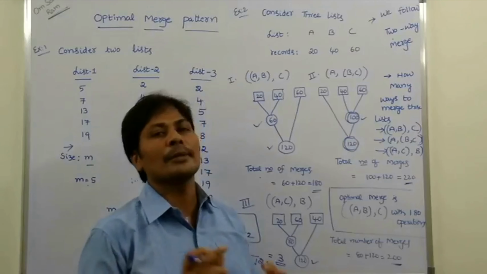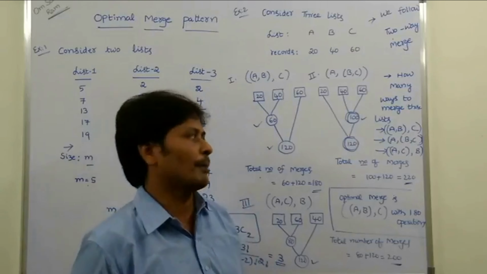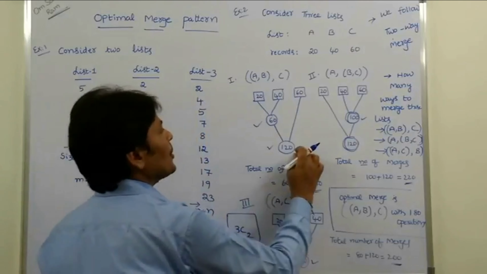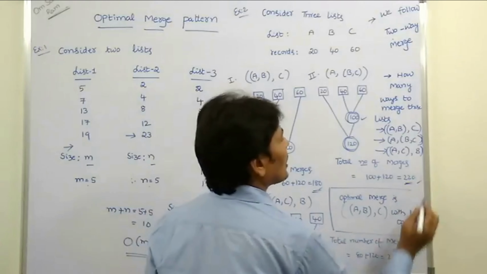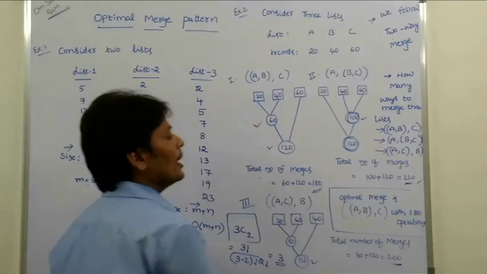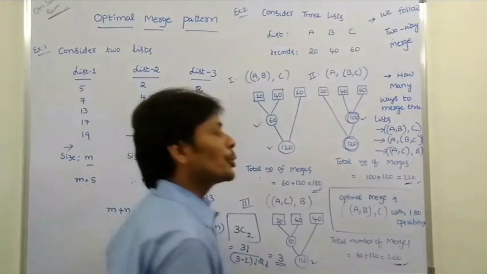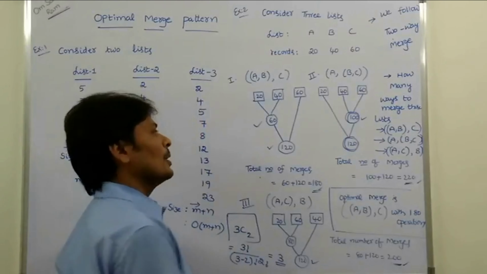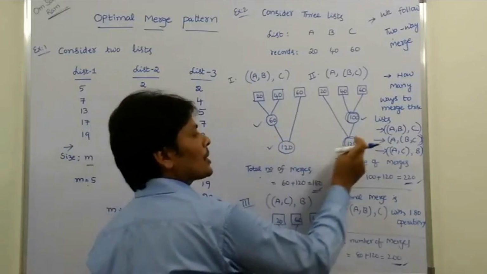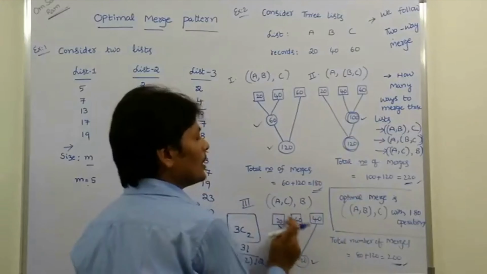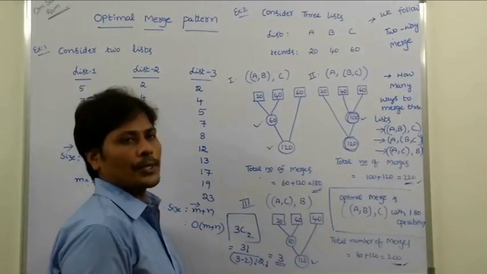So that feasible solution can be treated as the optimal solution. The first solution contains 180 merge operations. The second solution contains 220 operations. The third solution contains 200 operations. Among these three, this is the first feasible solution, this is the second feasible solution, and this is the third feasible solution.